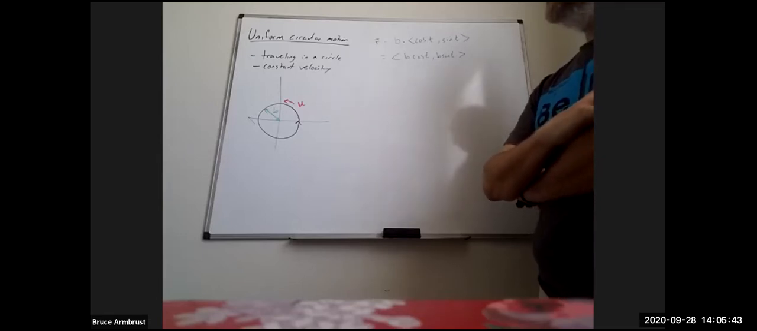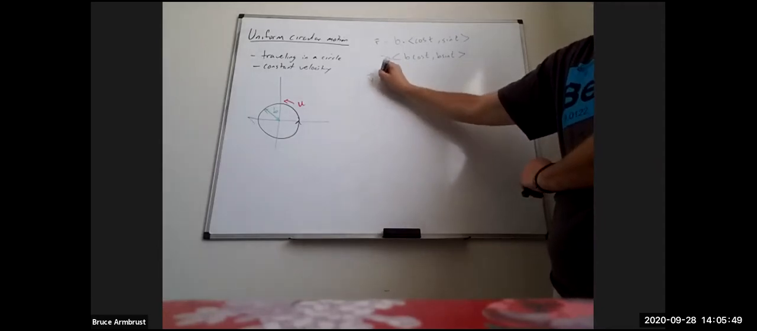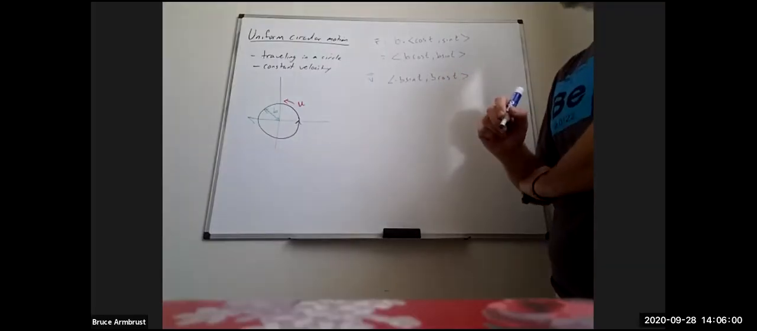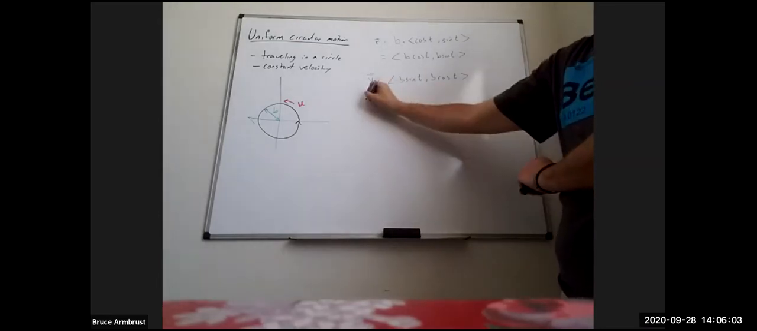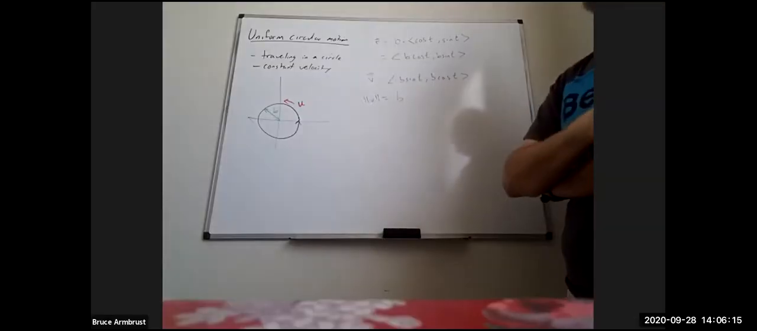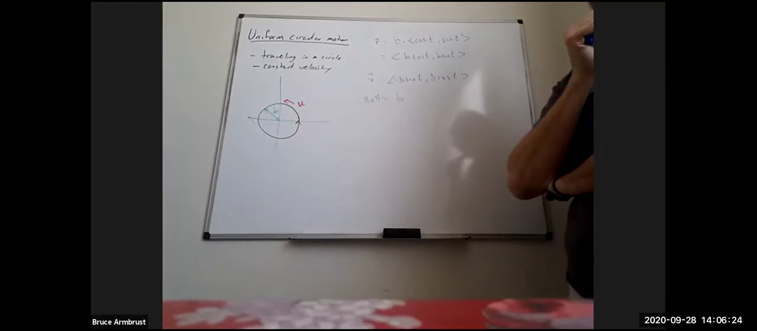Well, how about this? Find the velocity. What's the velocity of this? Negative b sine t, b cosine t. Okay, so there's our velocity. What's the speed? No, it's b. Yeah, it's going to be b. And the problem is, I want to be going with a different velocity. I want a velocity of u.